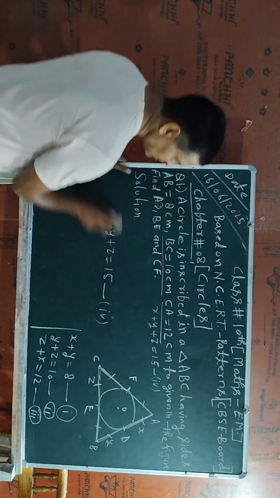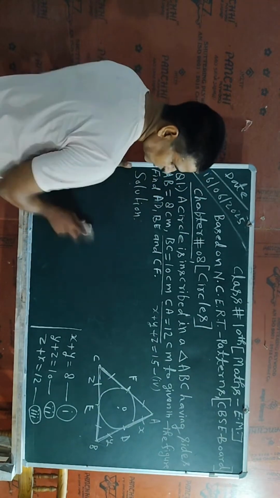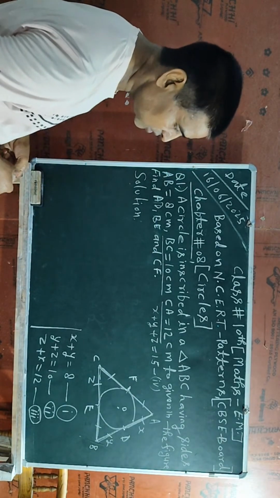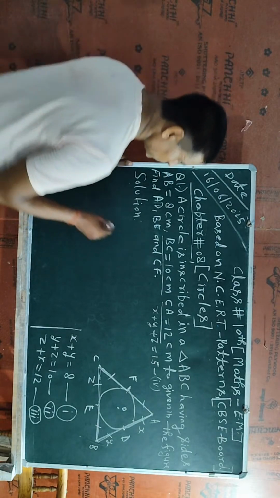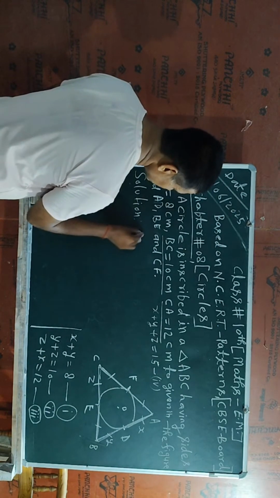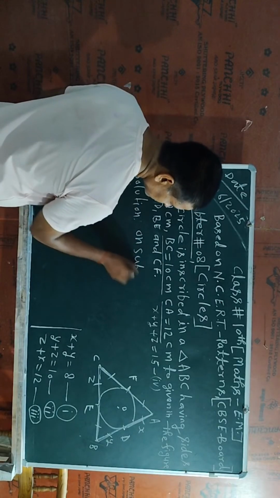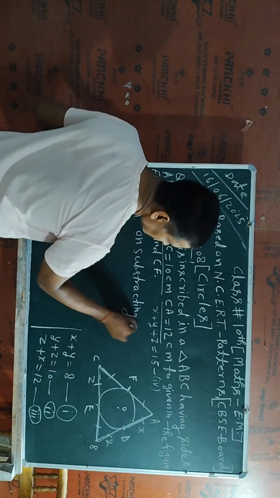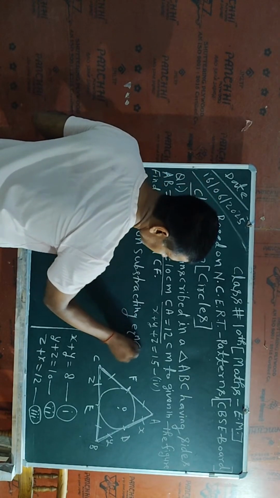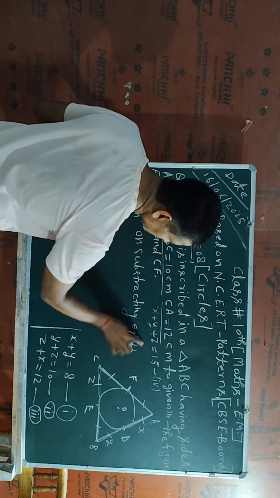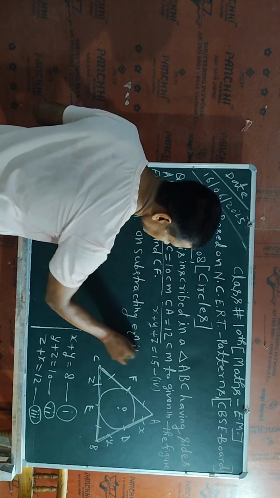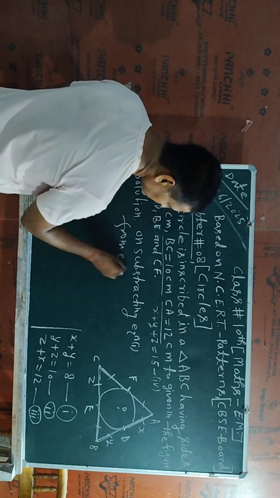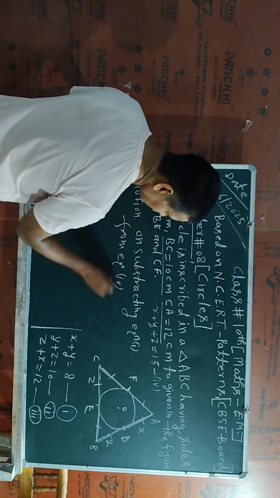Now I will write here one piece of information. Now I am going to subtract equation 1 from equation 4. Here I am going to write: on subtracting equation 1. I am subtracting here equation 1 from equation 4. From equation 4 we get.